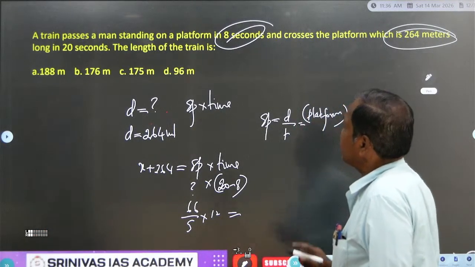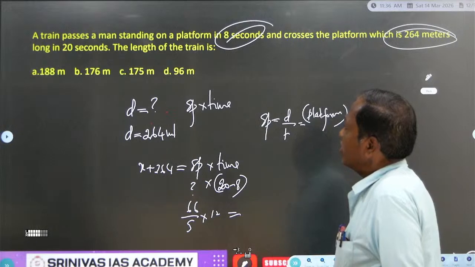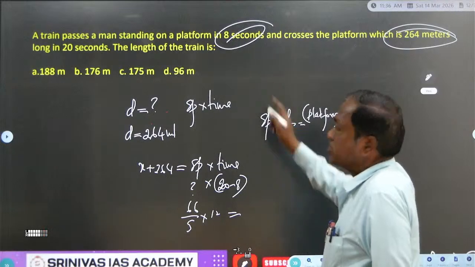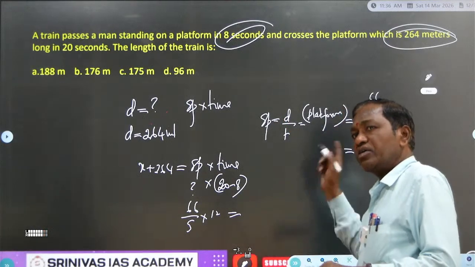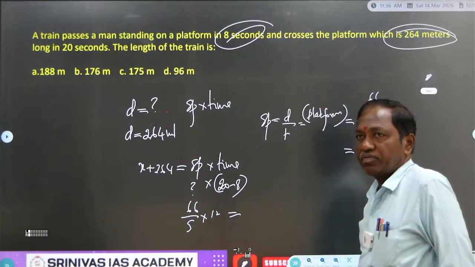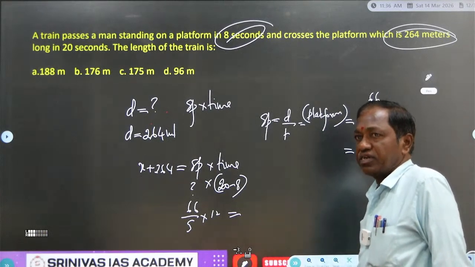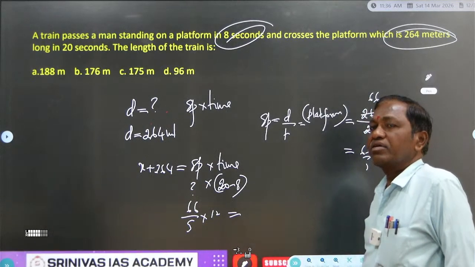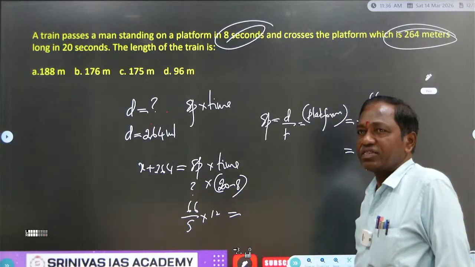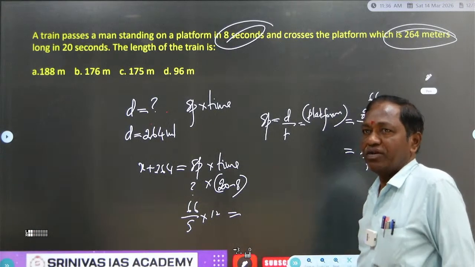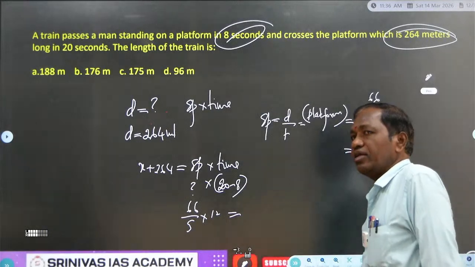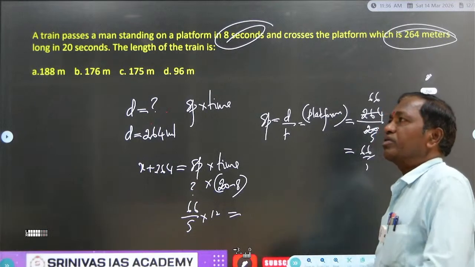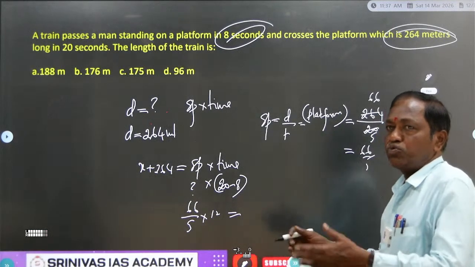Some error is there. Where is that error now? Sir, 20 minus 8, because there are two times given: a man standing on the platform, and crossing the platform. Which one do we have to take now? The man, wherever he stands, is a point, a starting point and ending point, like a pole. If a pole is also given, we should take the same. Because when you are talking about one running train, two times are given now.